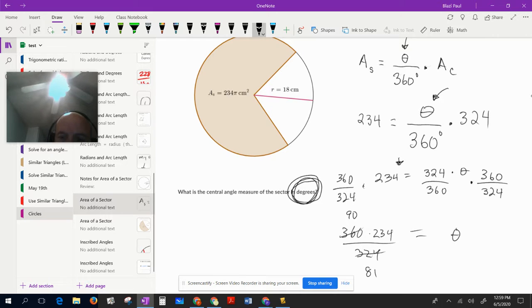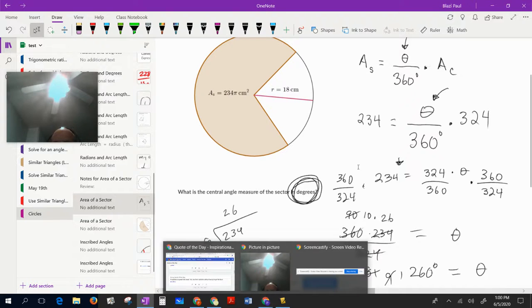Well, guess what? 90 and 81 are both divisible by 9. 9 goes into 90 10 times. 9 goes into 81 9 times. Well, guess what? 234 and 9, boom, are both divisible by 9. So 234 divided by 9 is equal to 26. So this is 26, boom, over 1. So theta really is just 10 times 26, or 260 degrees.